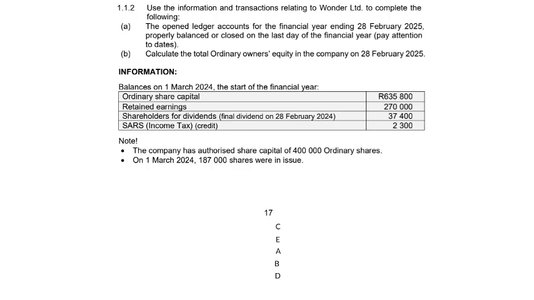Information. Balances on 1 March 2024, the start of the financial year. Ordinary share capital 635,800. Retained earnings 270,000. Shareholders for dividends, final dividends on 20th February 2024, 37,400. SARS income tax with a credit balance 2,300. Note, the company has authorized share capital of 400,000 ordinary shares, and on 1 March 2024, 187,000 shares were in issue.